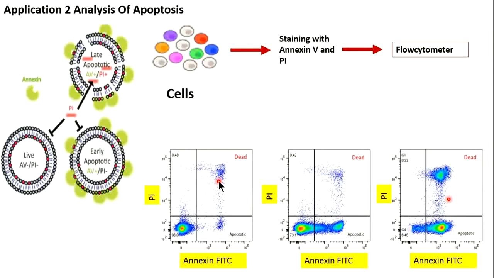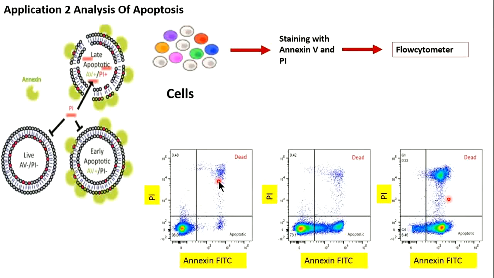So by utilizing this method, you can easily find out the percentage of cells which are dying because of your treatment, because of your herbal extract, because of your chemical drug, and also whether the cells are dying because of apoptosis or because of some other kind of pathway, right?